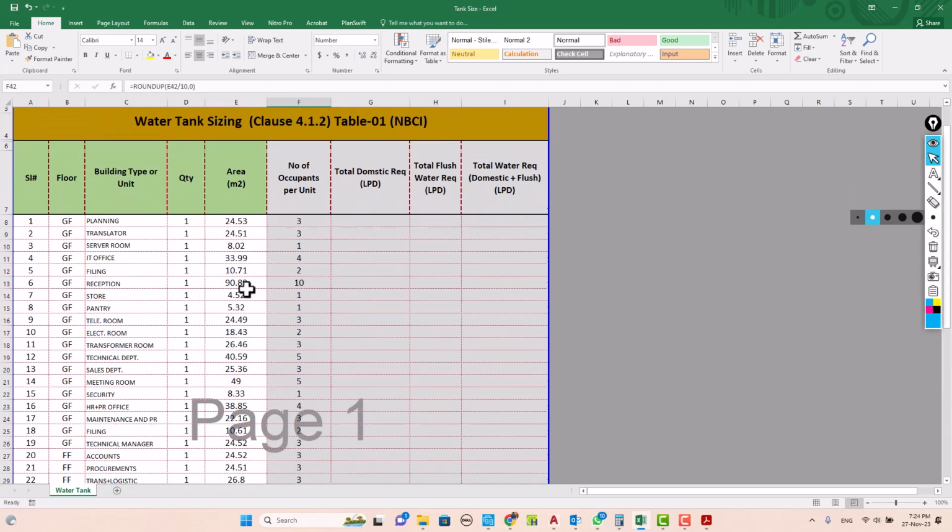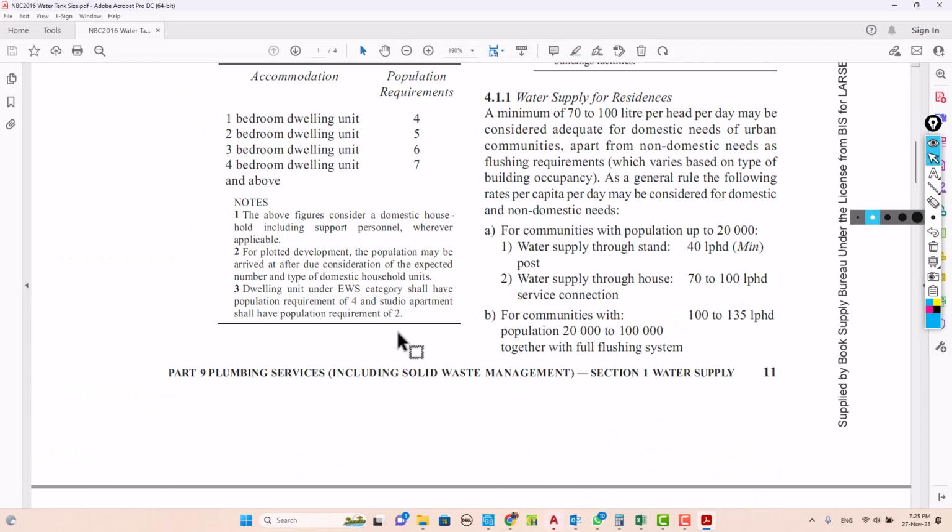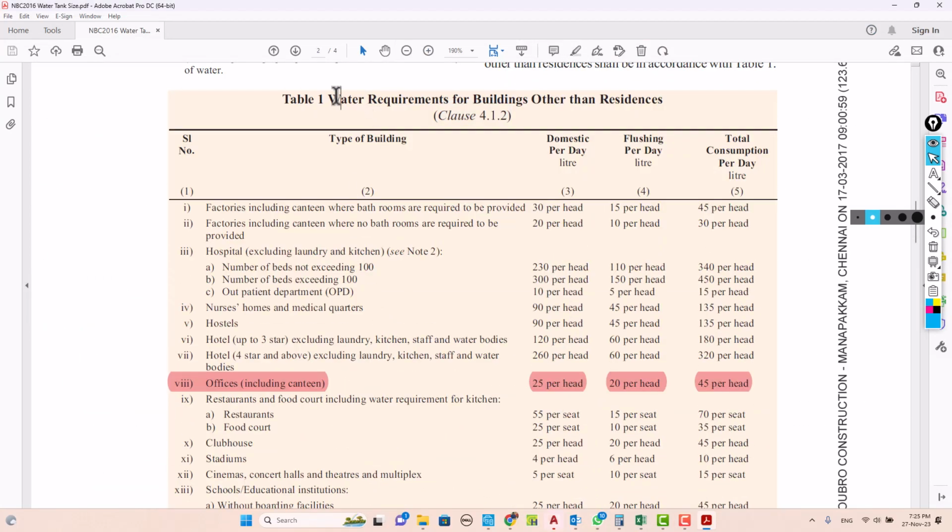Now the thing is here domestic water. So our second criteria was, first criteria was population. So now we got the population here, okay? That's why we mention all the area here. The first criteria is fulfilled. Now second criteria is water requirements. See, the second criteria is water requirements here.